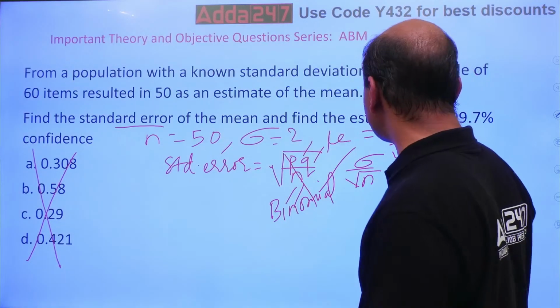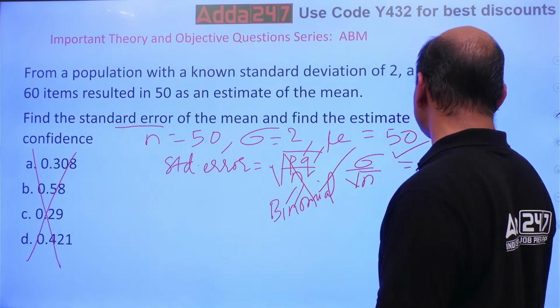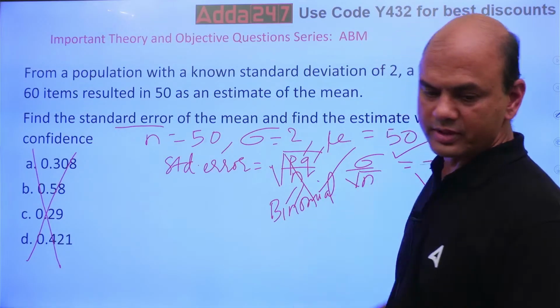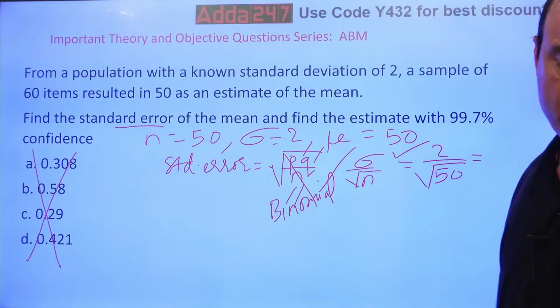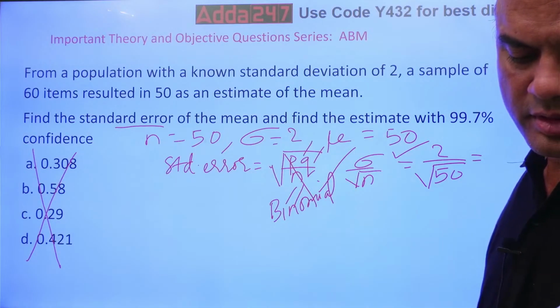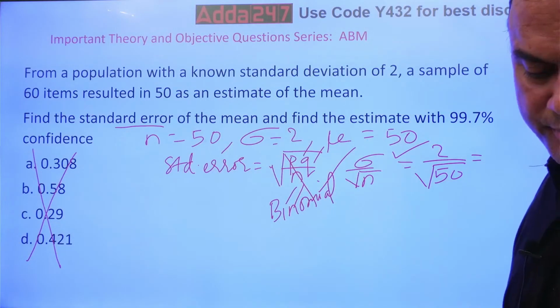So what is psi? Psi is given as 2 upon root of N, root of 50. Find it. So 2 upon root of 50. Get me the answer now. I'll also try. Try it first now. Let's see who does it first in the comment section.